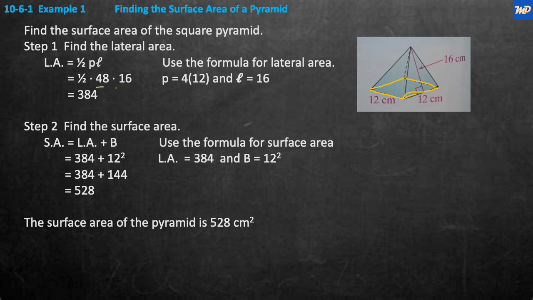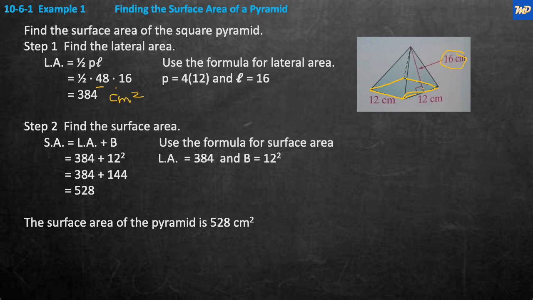The 16 comes from right here. They tell us that the slant height of this triangle is 16 centimeters. So P is equal to 4 times 12 and L is equal to 16. The lateral area is then going to be 384 centimeters squared.